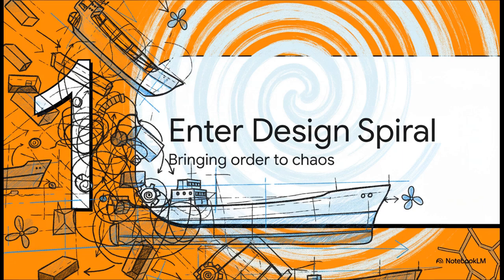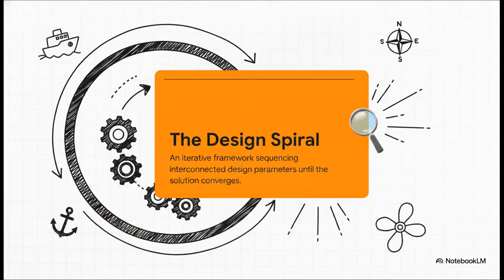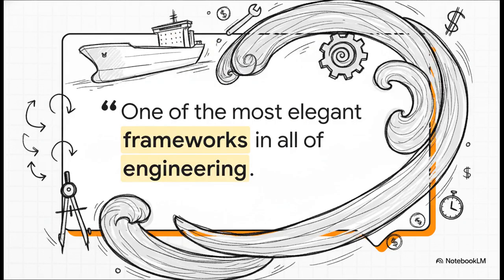Section 1. Enter the design spiral, bringing order to the chaos of shipbuilding. So what's the solution to all this? It's something called the design spiral. This is a brilliant iterative framework that systematically works through these interconnected design parameters in a strict sequence. Instead of trying to solve the entire puzzle all at once, the spiral brings order to the chaos. It essentially forces designers to balance all the constraints simultaneously by looping through them until the solution converges. Honestly, it's no wonder our source material calls this process one of the most elegant frameworks in all of engineering.